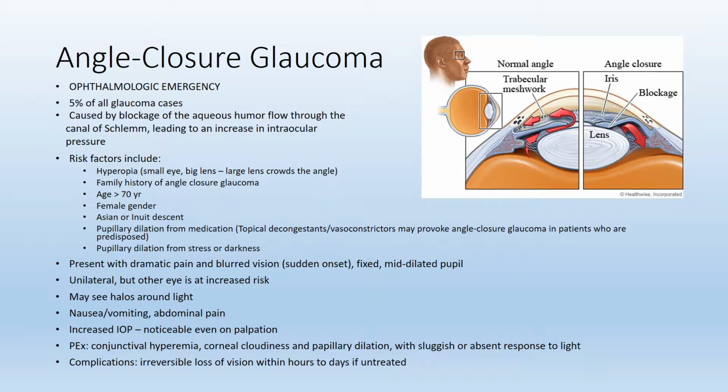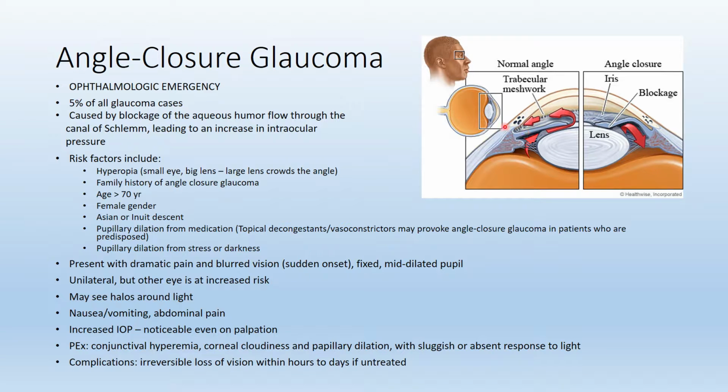Angle closure glaucoma is another ophthalmologic emergency. It accounts for 5% of all glaucoma cases, and it's resulting from the inability of the aqueous humor to drain through the canal of Schlemm. So as discussed in the anatomy of the eye, the aqueous humor is produced by the capillaries of the ciliary body. It then washes over the posterior and anterior chamber of the eye and drains through the canal of Schlemm.